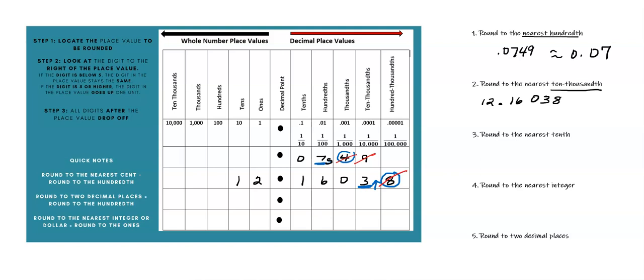So let's write the final answer. We have 12.160, and remember the 3 must be rounded up to a 4. So our answer is 12 and 1,604 10,000ths. Now let's move to our next decimal number.